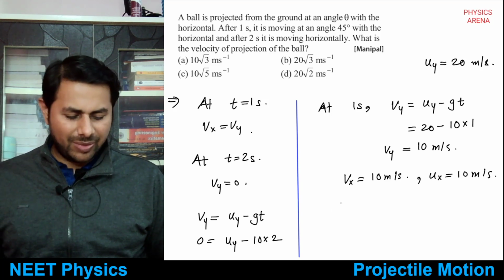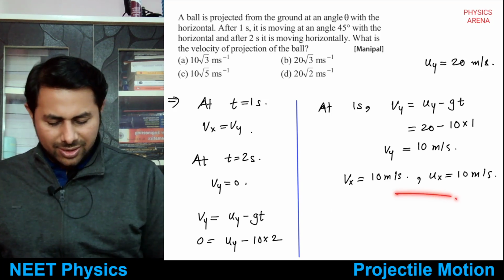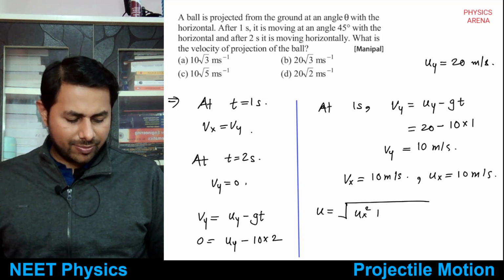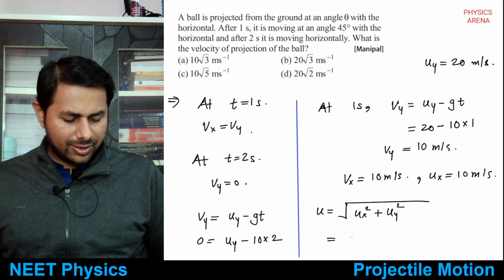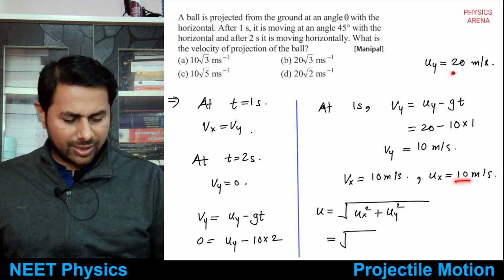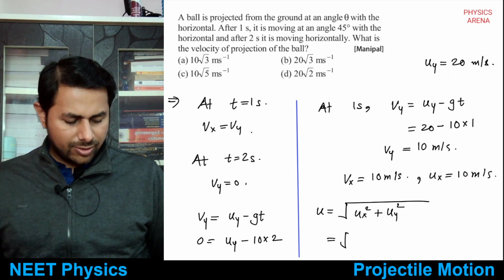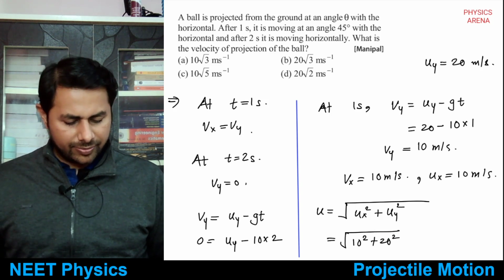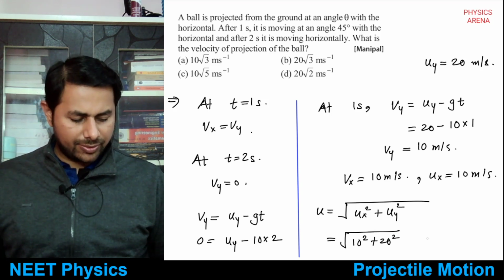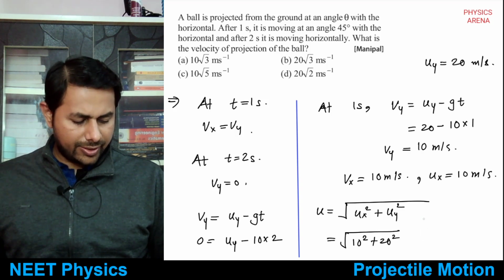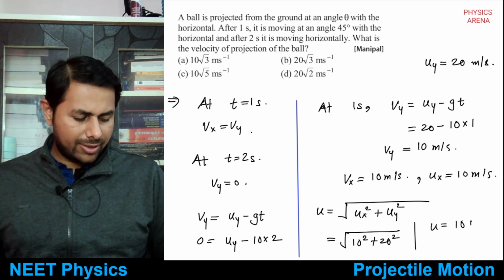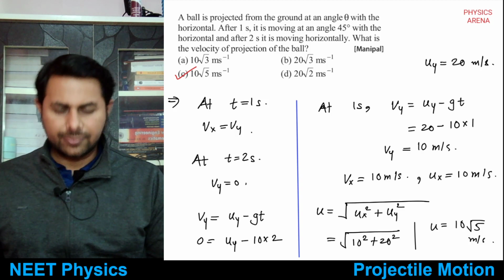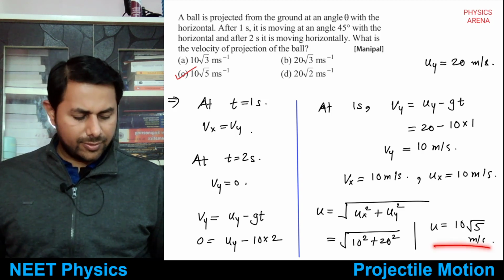And then you can very easily find the velocity of projection. U is equal to the square root of Ux square plus Uy square, that is the square root of 10 square plus 20 square. So that's 500, square root of that. So 100 times 5, the square root of 100 is 10. You have U equals 10 root 5 meters per second, right? So it is option C. This one is clear.